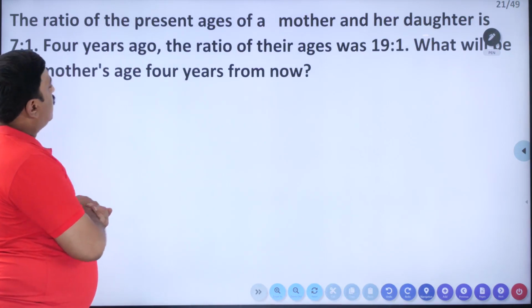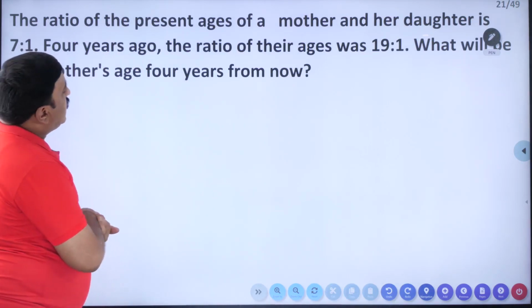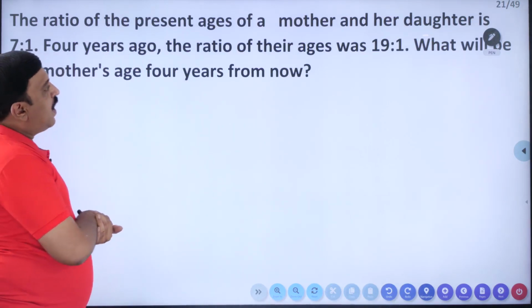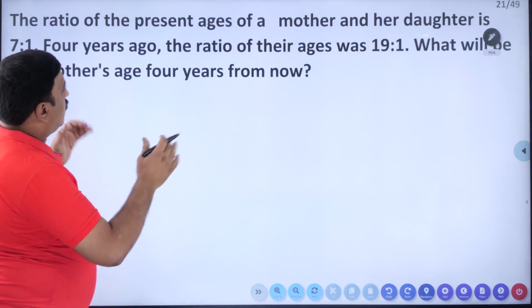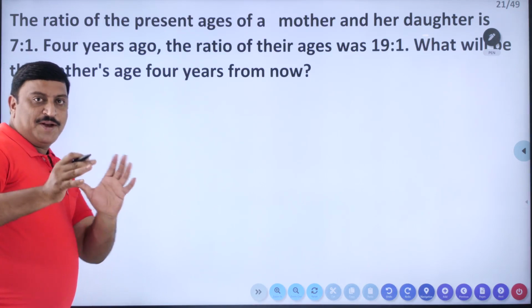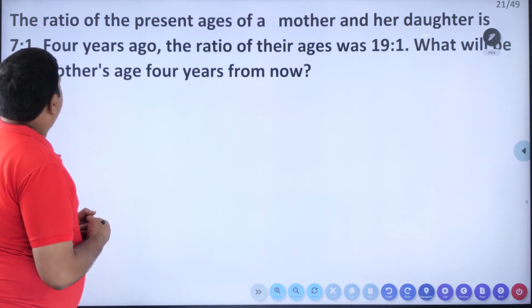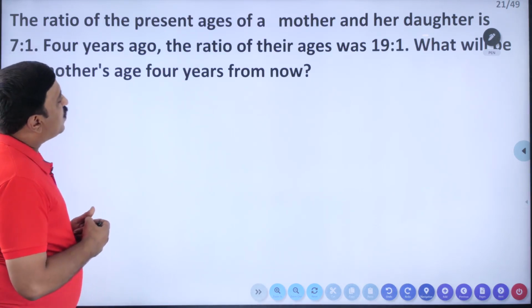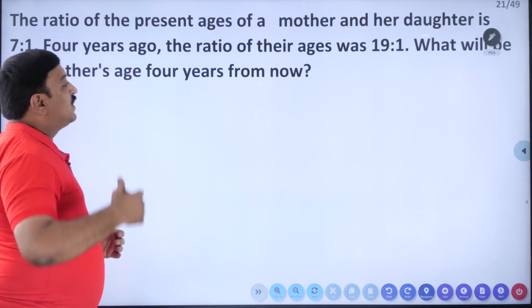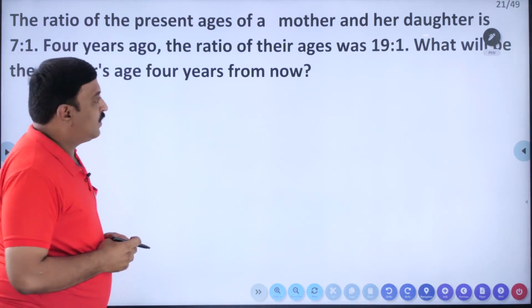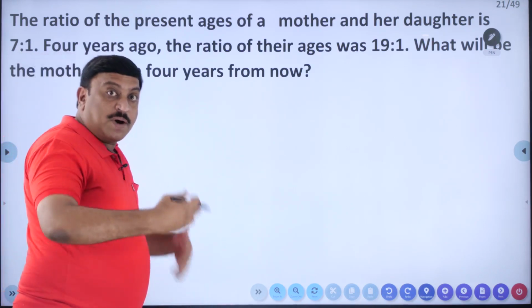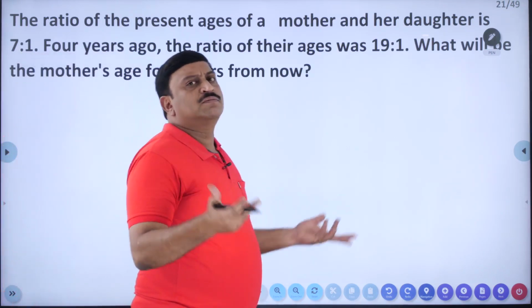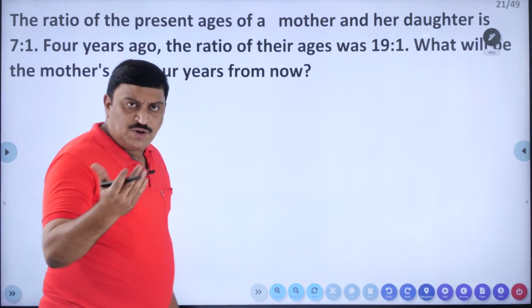The ratio of the present ages of a mother and her daughter is 7:11. Okay, 7:11. Little bit difference is there, is it not? 4 years ago, the ratio of ages was 19:1. What will be the mother's age 4 years from now? Can we do it or not?